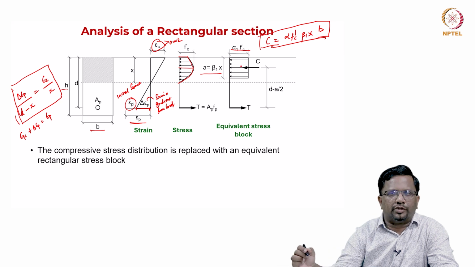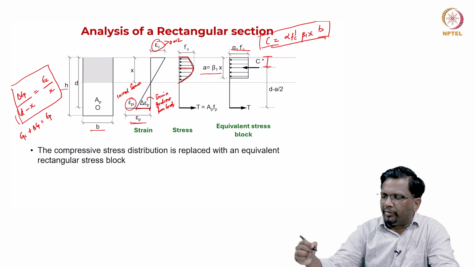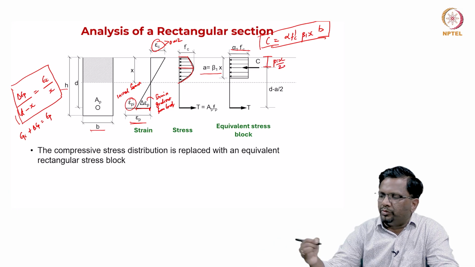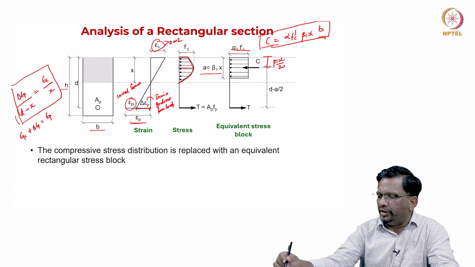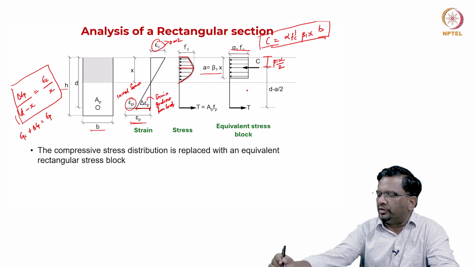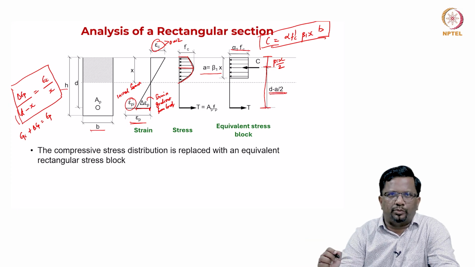And because it is a rectangular block, I also know what distance it is acting from the top. So, this is going to be beta 1 x by 2, this is the distance. So, a is equal to beta 1 x by 2. So, this distance is going to be d minus a by 2.